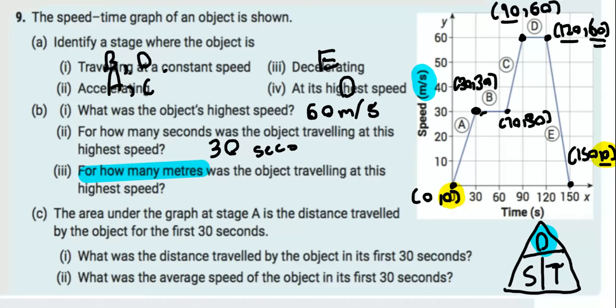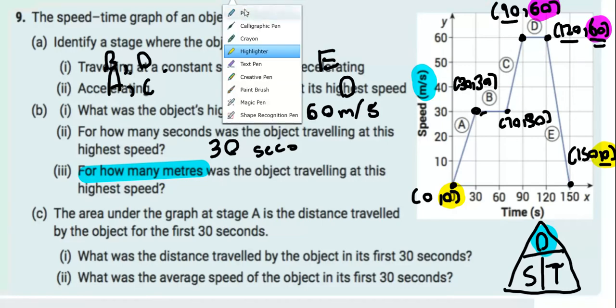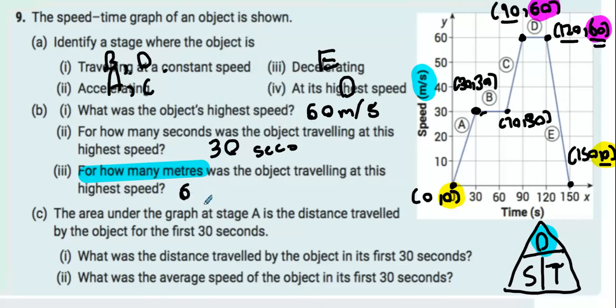So what's the speed? Speed is 60. How long were you traveling for? So what's 60 multiplied by 30? Yeah, nearly. 1,800 meters. Okay.